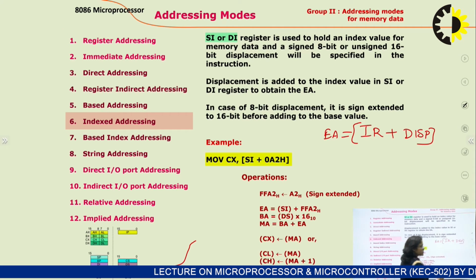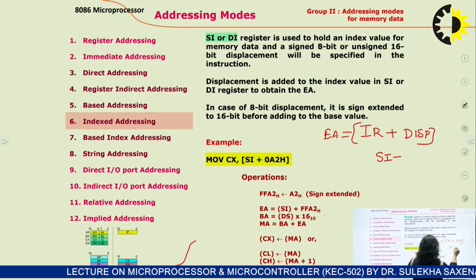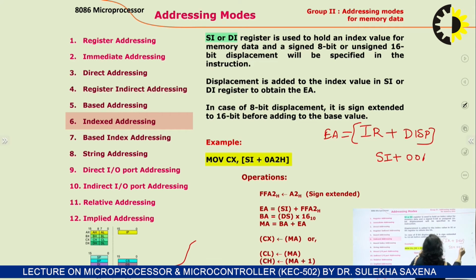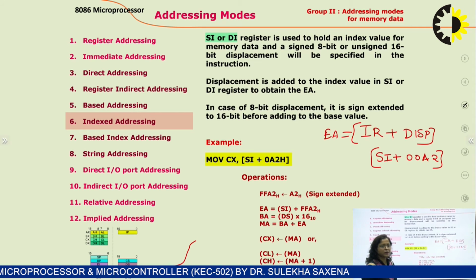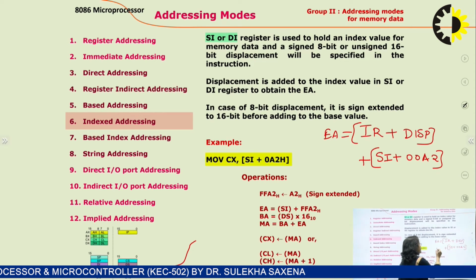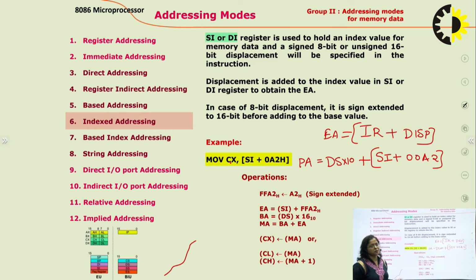So the complete physical address will be the content of SI plus 00A2. This will be the effective address, plus segment into 10, which will give the complete physical address. The content of this address and address plus 1 is copied to CL and CH respectively.